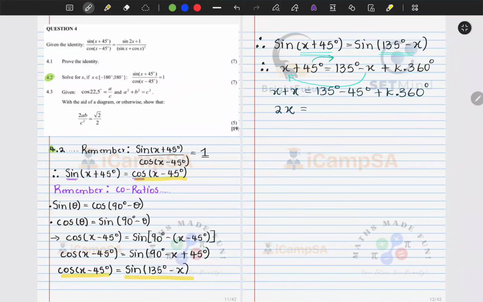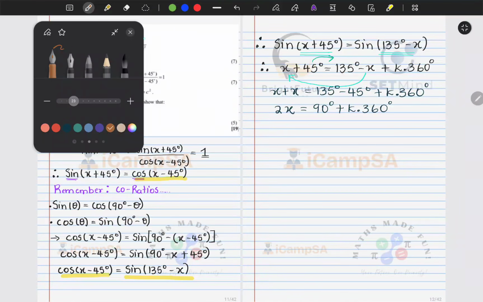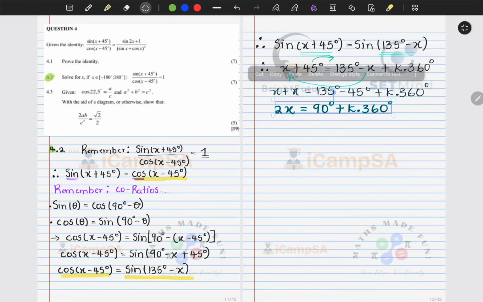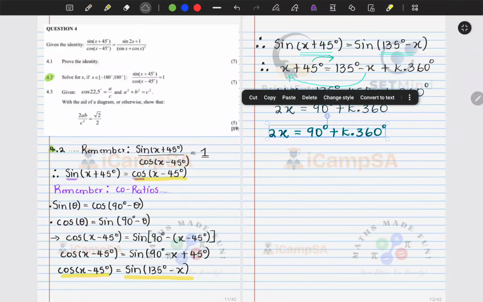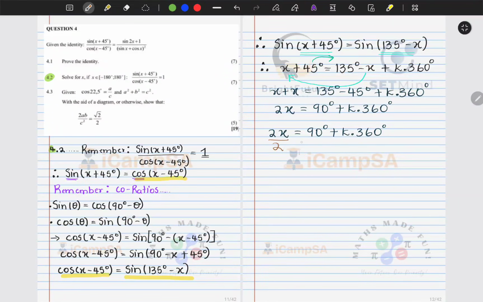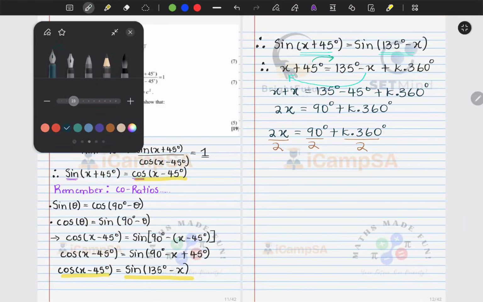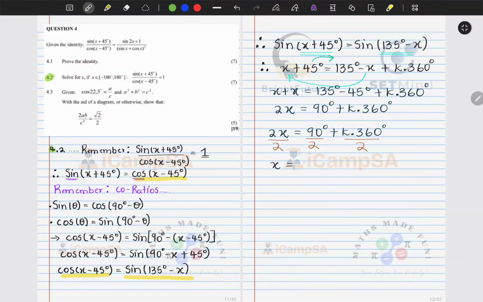Okay. And you will see that we'll end up having 2x equals, if you do your 135 minus your 45 degrees, you'll see that you'll end up getting 90 degrees, okay, then plus k 360, okay. And then what we can do is to divide by 2 to be able to solve for this problem here. So let's go ahead and divide by 2, divide by 2, divide by 2. And you will see that our problem, x, it will end up being 45 degrees.